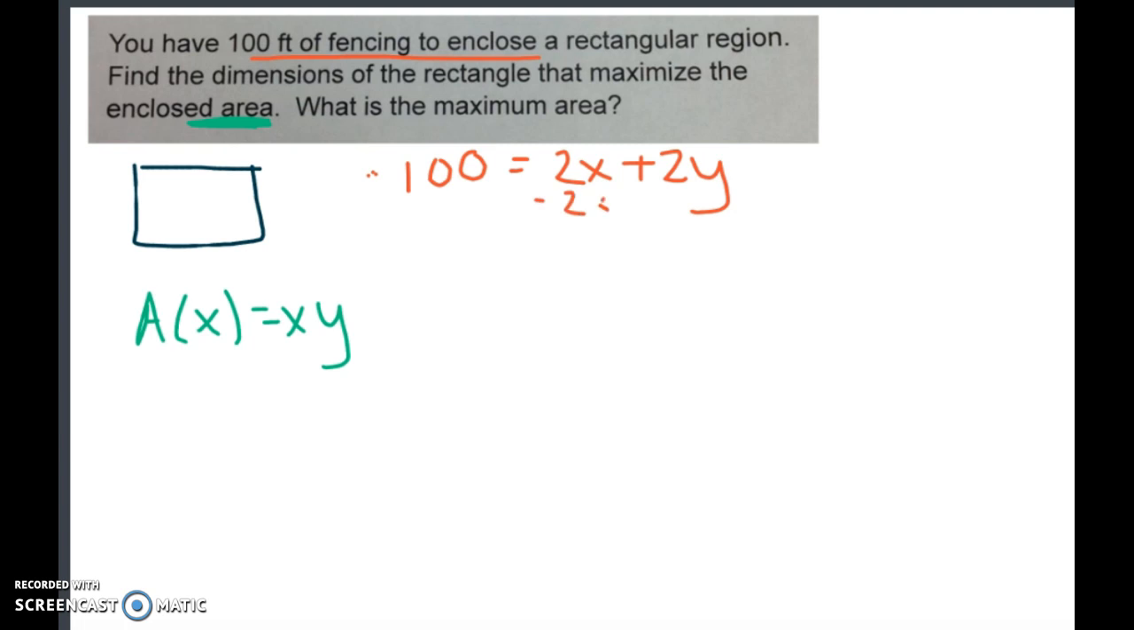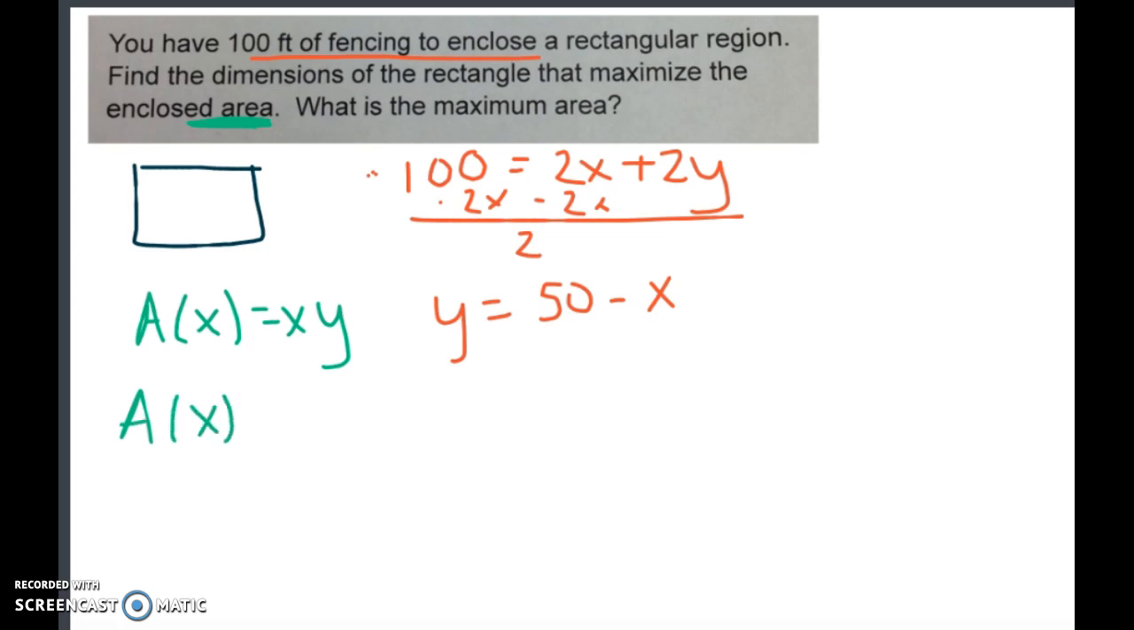So again, subtract your 2x over, and we'll end up dividing by 2. That means I'm going to have y equals 50 minus x. So we're going to plug that in. Our new area equation will be A(x) equals x times (50 minus x). Then we're going to go ahead and simplify that.